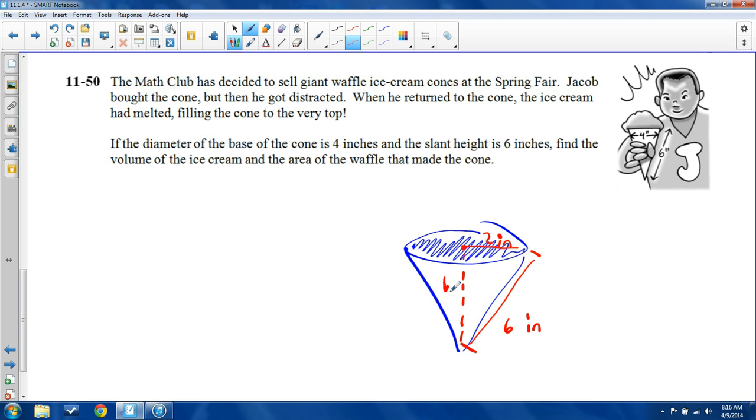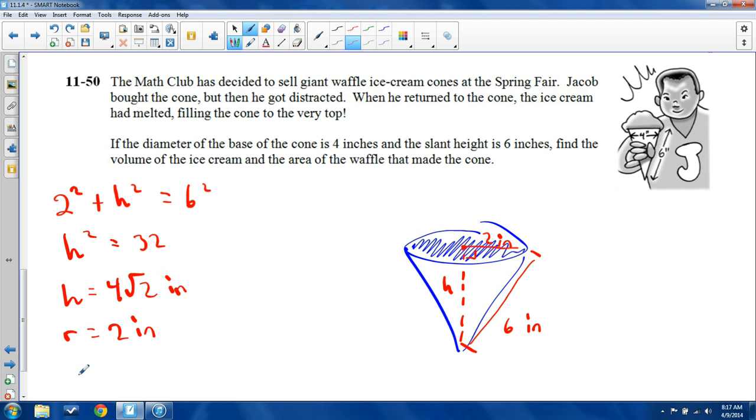I need to find out what this height is right here. I have 2 and 6 here, so I need to use the Pythagorean theorem. Now this is not a special triangle. So I have 2 squared plus h squared equals 6 squared. So h squared equals 6 squared, which is 36, minus 2 squared, which is 4, so it's 32. Again, I'm running out of time here. So h is root 32, which is 4 root 2 inches. Oh, r, by the way, is 2. And slant height, L, which we're going to need, is 6.